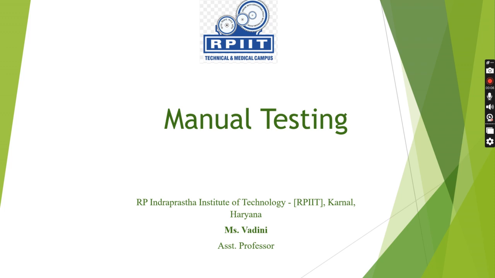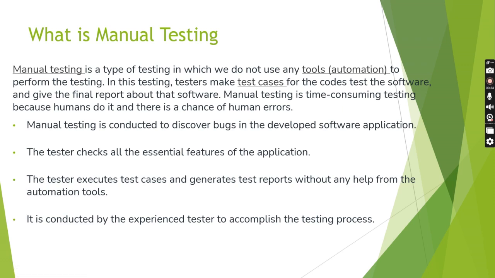Today we are going to learn about one new topic, that is manual testing. Manual testing is a type of testing in which we do not use any tools to perform the testing. In this testing, testers make test cases for the code to test the software and give the final report about that software. Manual testing is time consuming because it is done by humans, and there is a chance of human errors.